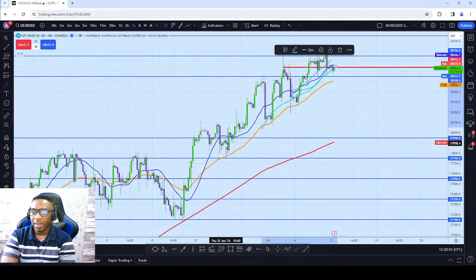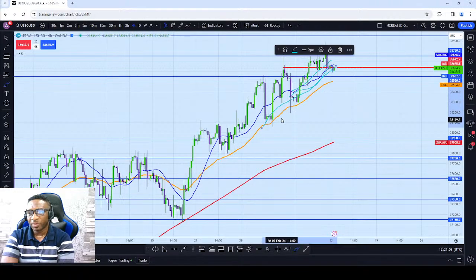Even though it's pulled below the 20 moving average, yes, it's still in the zone, because as I said, the 20 moving average is not just this skinny line, it's a zone, it's an area.